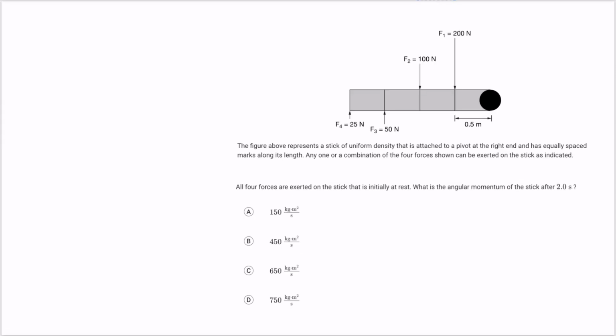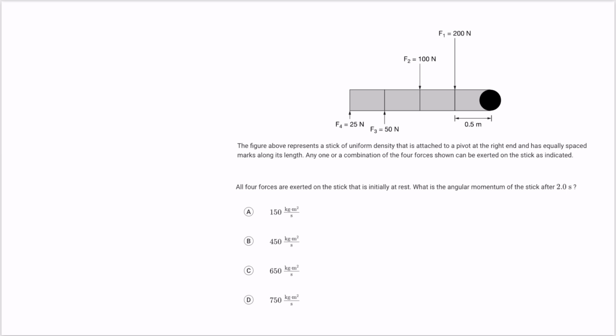In this question, we have a bit of a math problem. We have a lever arm here, which has its axis of rotation on this black circle, and there are 4 forces acting perpendicular to the lever arm. So good, at least we don't have to deal with trigonometry.